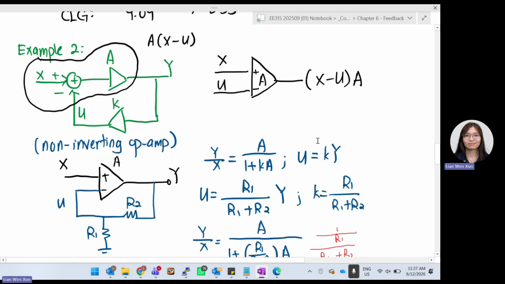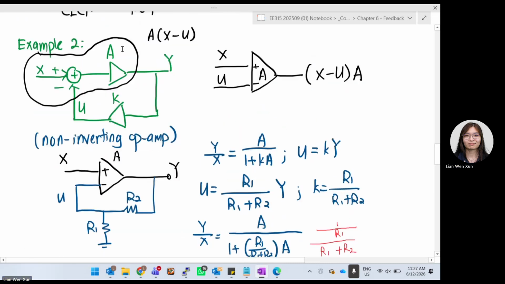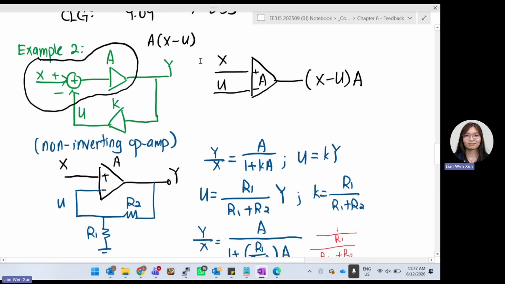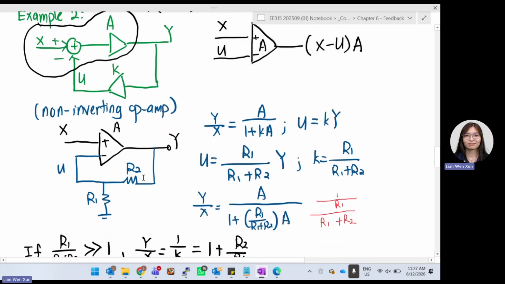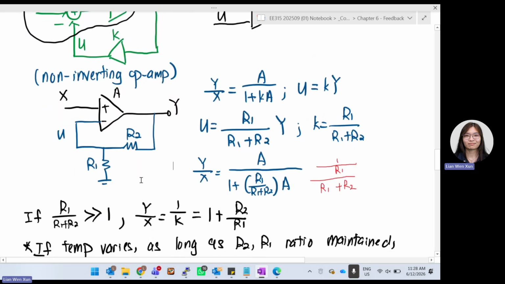Okay, the differential amplifier that we learned: we can put a resistor in front, one feedback resistor, and one more resistor from U to ground. So that's my differential amplifier. Let's say I take this black box, the differential amplifier, and then I add two resistors over here. I know this part is negative, so it's my U. Then this looks exactly like your non-inverting op-amp already.